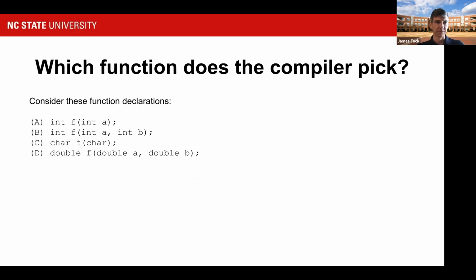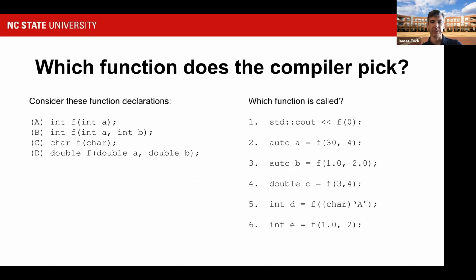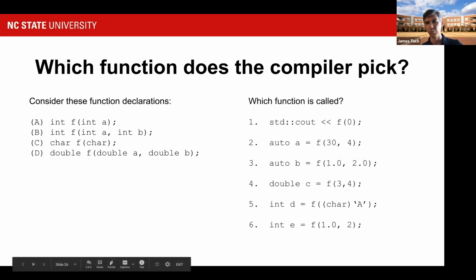So look at this. Which function should the compiler pick? Let's pretend like we have these declarations, A, B, C, and D, and they're each a little bit different. And now let's look at these 6 statements in a program. Which function is it going to call? Which will the compiler pick to call?